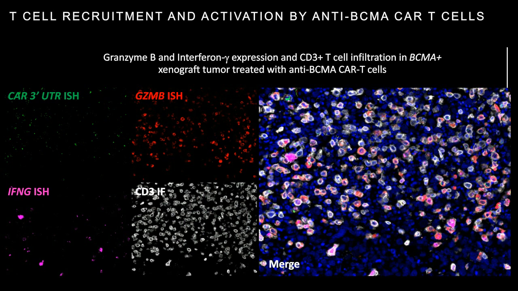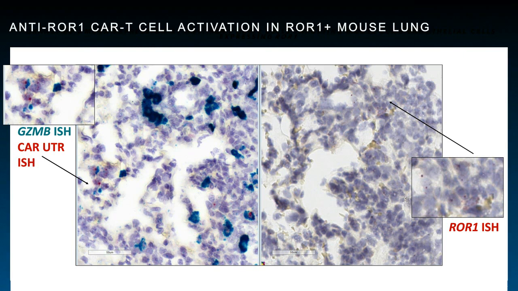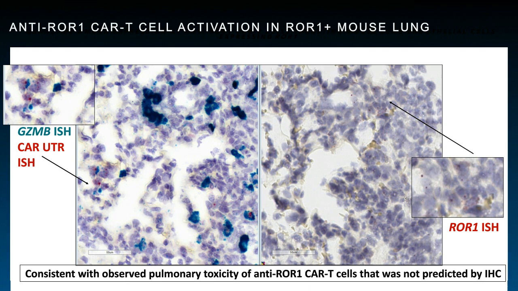But on the other hand, when we looked at the anti-ROR1 CAR T cell therapy, the researchers observed that the mice were showing some pulmonary and hepatic toxicity. And when they used IHC to understand if there was any antigen expression in the mouse lung, they were not able to detect any signal. But when they used RNAscope ISH to visualize if there was any basal expression of ROR1 in the lung, they were indeed able to see some degree of ROR1 expression in the lungs, which was leading to the pulmonary toxicity.